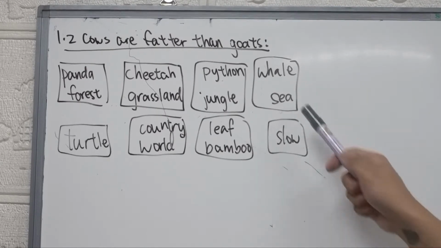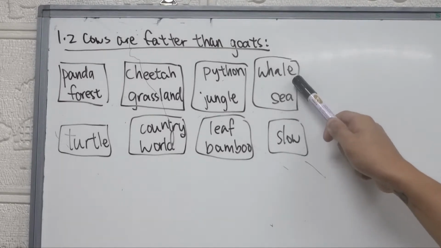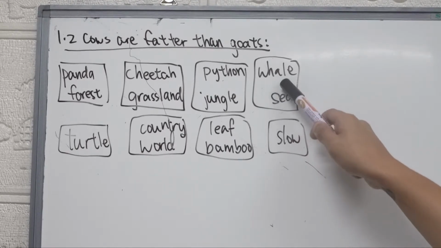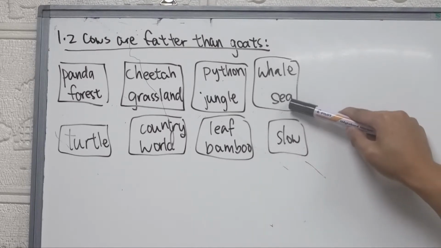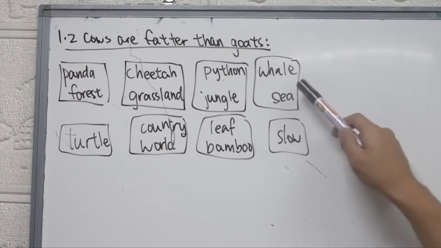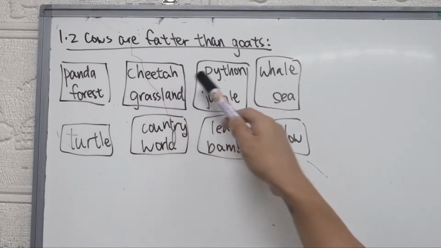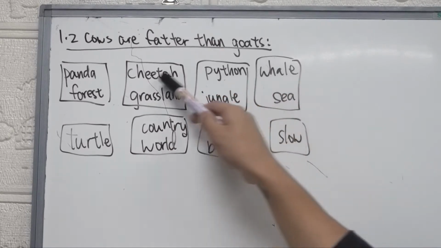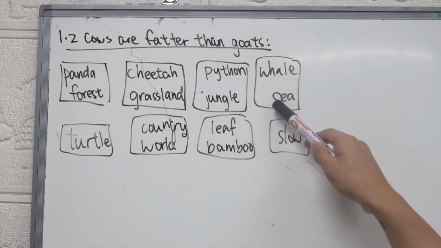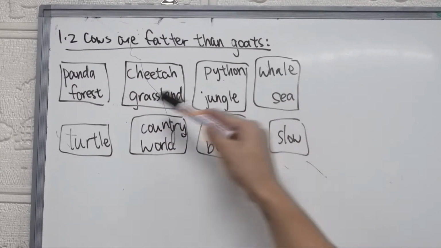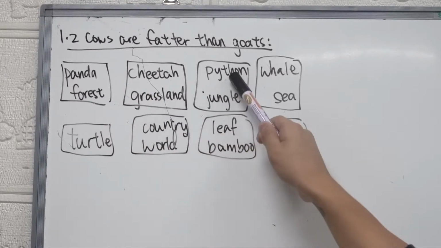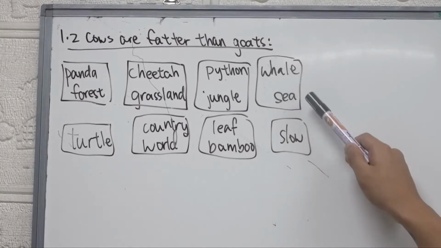And then we have the whale, okay? Whale. Don't forget, whale has a letter H inside, right? W-H-A-L-E, whale. And the whale lives in the sea, right? Or the ocean, in the sea. All right, so you can see here in these 4 photos, panda, cheetah, python, and whale. These are all the animals, right? And then forest, grassland, jungle, and sea. These are where all the animals live, right? Corresponding. Panda lives in the forest, cheetah lives in the grassland, python lives in the jungle, and the whale lives in the sea, all right?